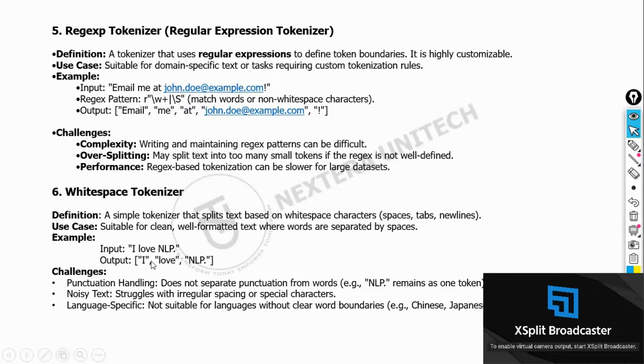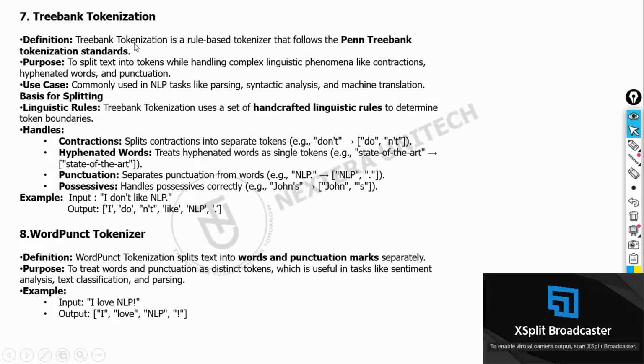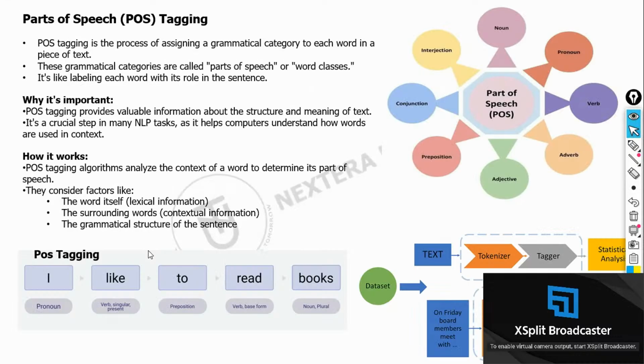Then we have the whitespace tokenizer. Wherever there is white space, based on the space, it splits the text into tokens. The Treebank tokenizer was also discussed. It works on predefined rules, followed by the Penn Treebank tokenizer and the wordpunct tokenizer, which works on punctuation marks. If you go through all of these, you are going to cover each and every tokenizer available in the pre-processing step.